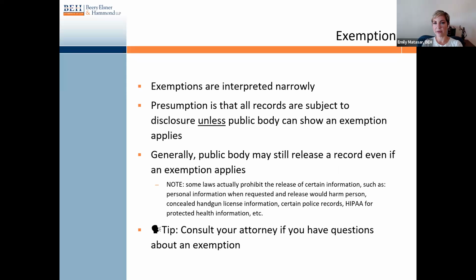Okay, let's talk briefly about exemptions. The public records law is a law of disclosure, so the AG, the district attorney, and the courts will generally err on the side of producing records. That means exemptions are interpreted narrowly. The presumption is that all records are subject to disclosure unless the public body shows an exemption applies. And generally, a public body may release a record even if an exemption applies. There are some laws that do prohibit the release of certain information. I've listed a couple examples here, and the language of the law should make clear whether the public body may or cannot release the exempt information. And if you have any questions about that or anything else, you should consult your attorney, me, us, because that is also appealable.